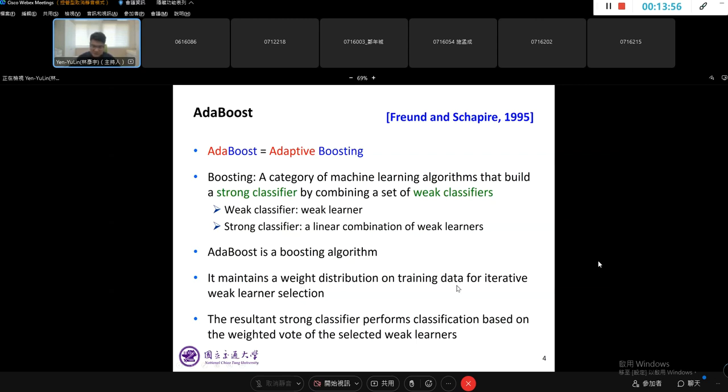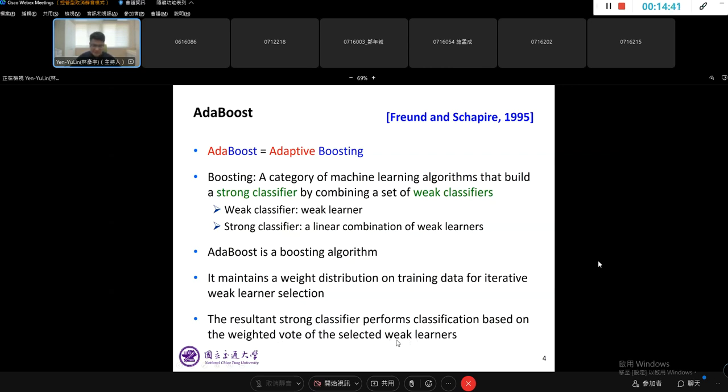Through the iterative optimization process, we can iteratively select weak learners to address the most difficult training data. This is the reason why we say this model is adaptive, because the process adapts to select the weak learner to focus on some particular difficult training data. So I have specified the feature of AdaBoost, adaptive boosting. The resultant strong classifier performs classification based on the weighted mode of the selected weak learners.